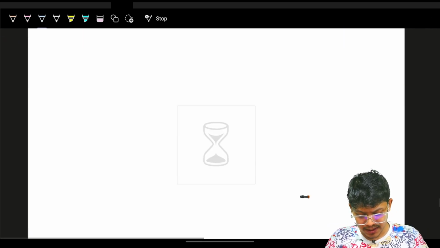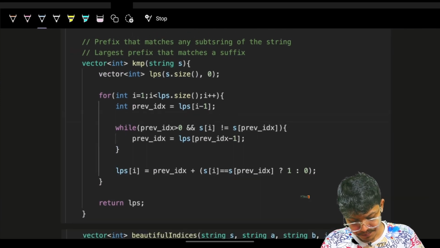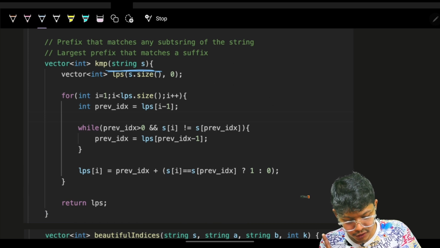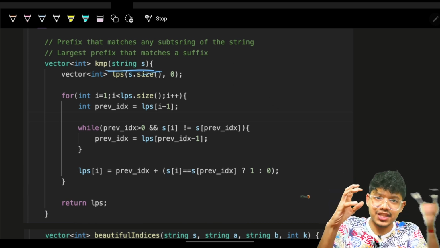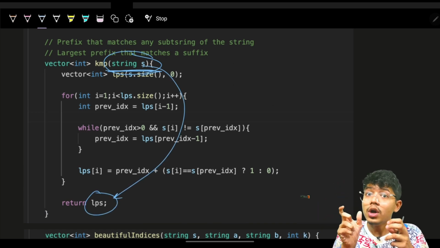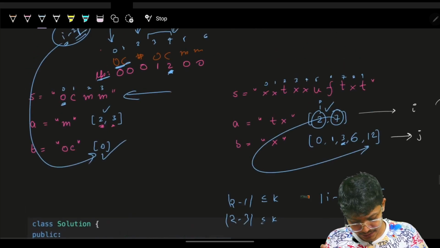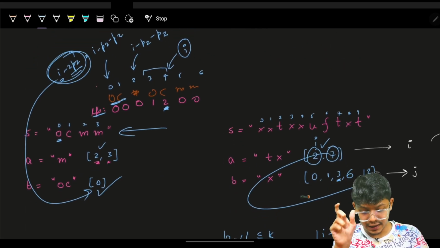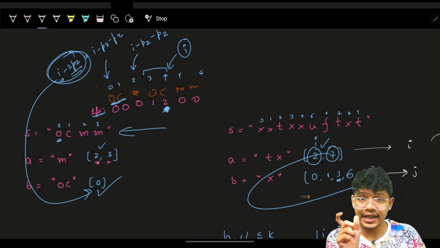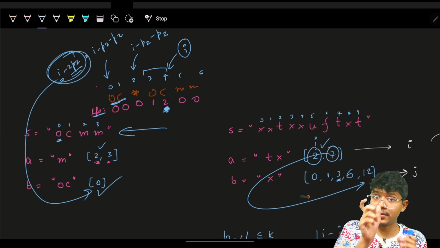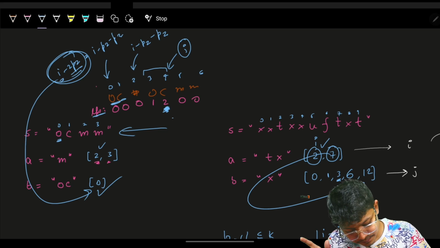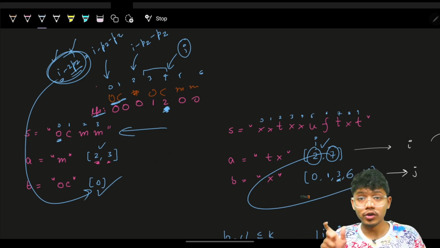The code is actually pretty simple. As you can see, firstly, I just copy pasted the entire same code of KMP. It's just that before even calling KMP, I'll combine my pattern, hash, and then string, and then call the KMP for that, and then get the vector, and then use the vector to know at what locations my pattern was matching. For what locations? If my LPS of I is actually equal to my pattern size, which means right now my pattern is matching, and to know the actual index in my string S, I will use I minus 2 into pattern dot size.